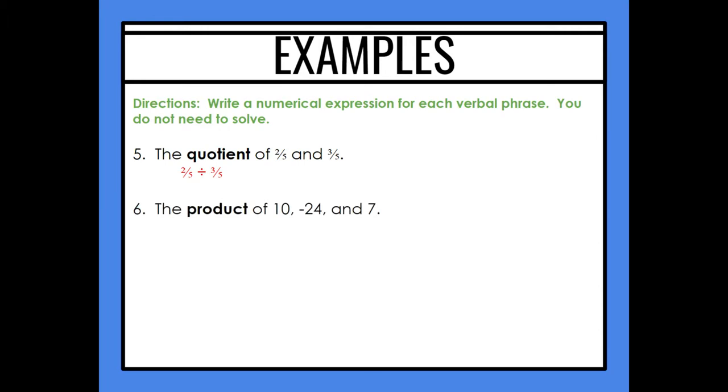Number 6, the product of 10, -24, and 7. Product means to multiply, so I'm simply going to multiply all those numbers together. Notice this time I used parentheses to show multiplication.